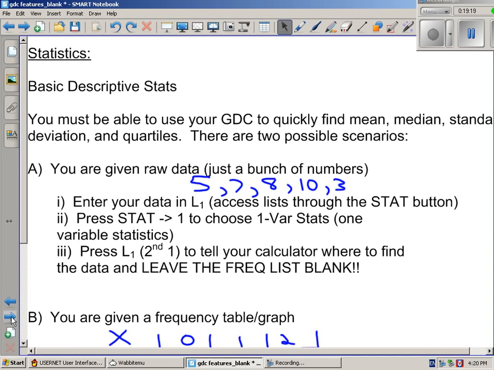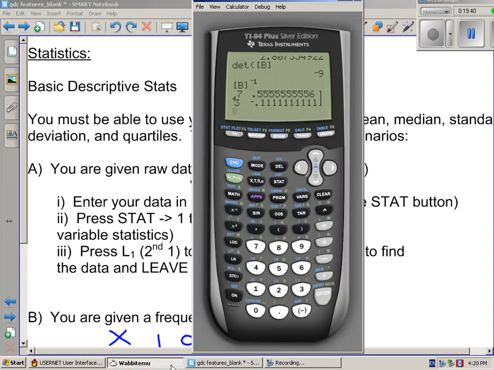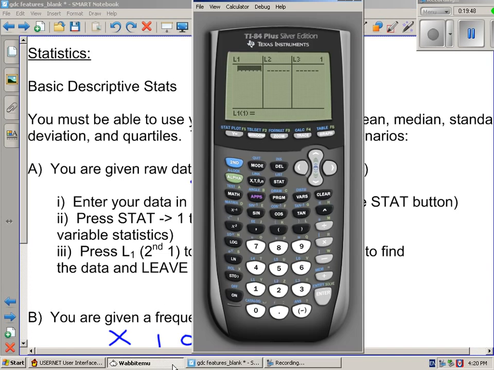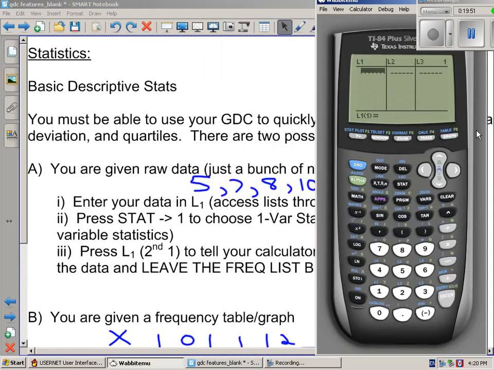Okay, basic statistics. You need to be able to use your GDC to quickly find mean, median, standard deviation, and quartiles. There are two possible scenarios. So in one of them, you're given some raw data, just a bunch of numbers. So let's suppose we're given the numbers 5, 7, 8, 10, and 3. We're going to press the Stat button and access our lists. So let's do that. Stat, go into your lists. We're going to enter our data in list 1. So our data was 5, 7, 8, 10, and there was also a 3.